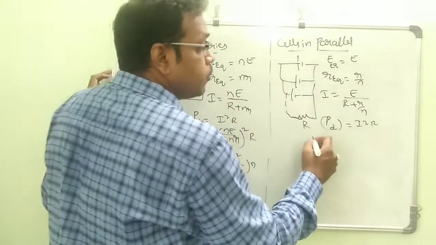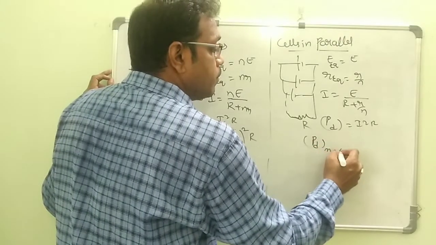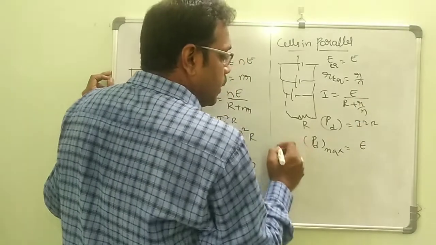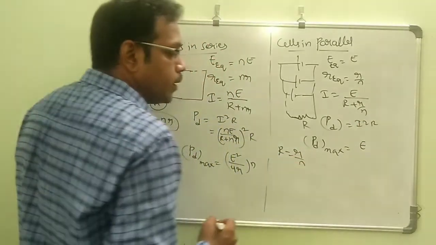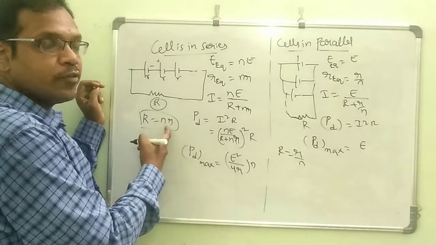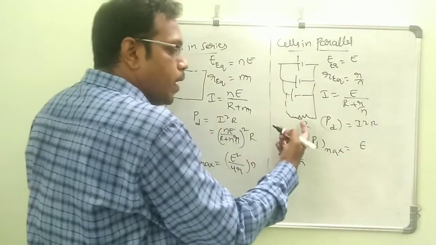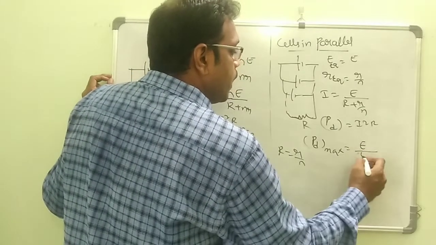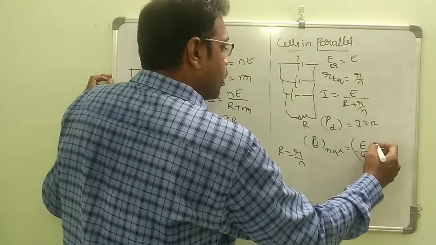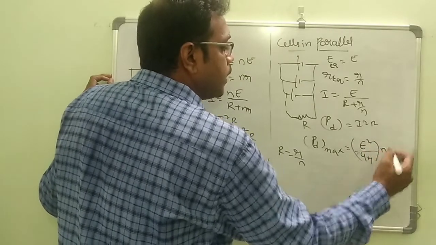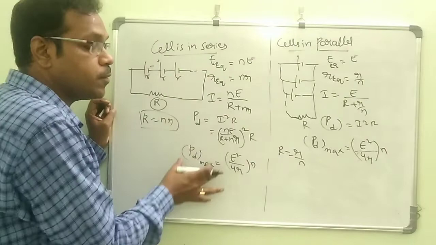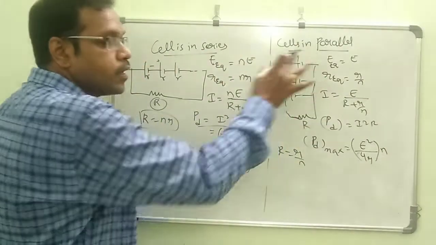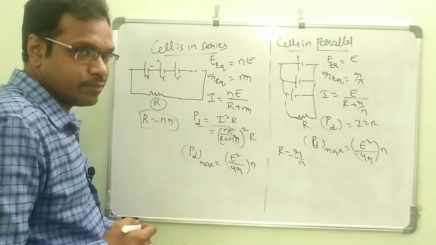And the power dissipation maximum, the only question here, again you will get the same quantity, just do this by keeping R is equal to r by n. In the series case R is equal to nr, if you keep that, you will get this answer. And if you keep R is equal to r by n, you have to solve yourself, and you will get E square by 4r into n. So the maximum power dissipation in series and parallel are the same, so 1:1, that is the answer.